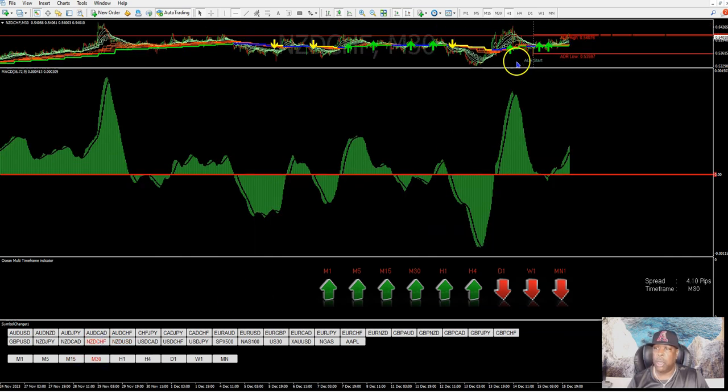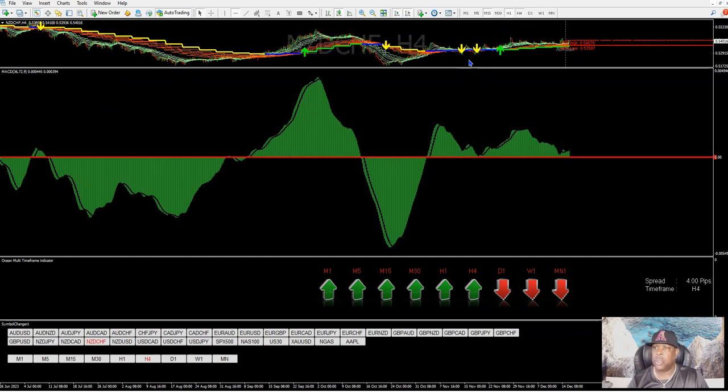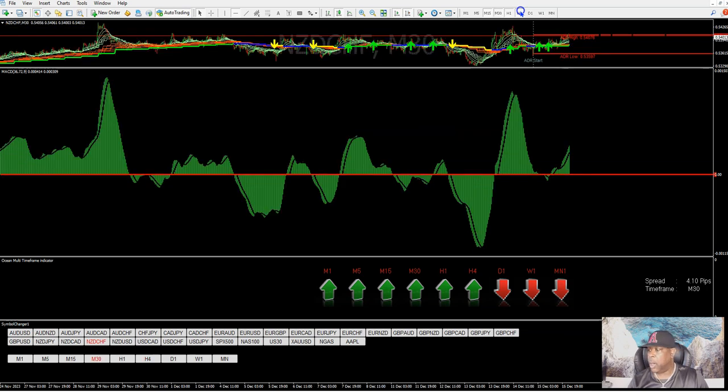NZD Swiss is making a little bit of noise, but like I said, I don't trade these choppy, sloppy pairs, so I avoid them. And realistically, if you go to the 4-hour, all it's basically doing is consolidating and possibly going to push up later. Okay, all right, let's get to the next pair.